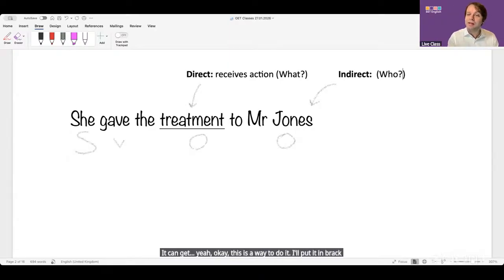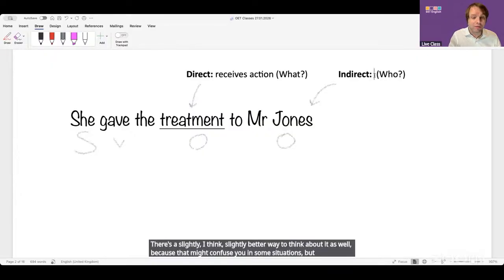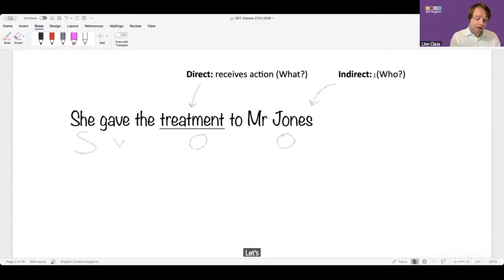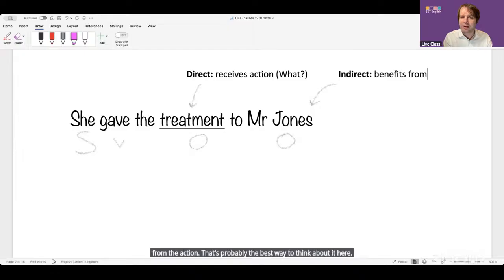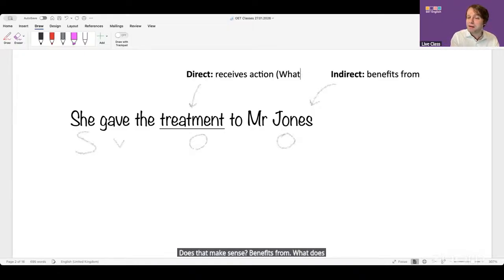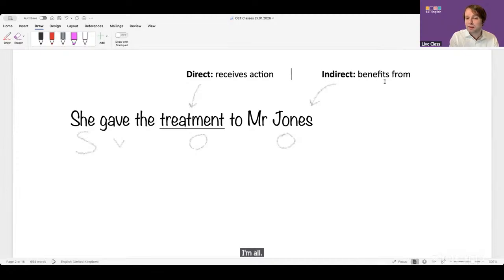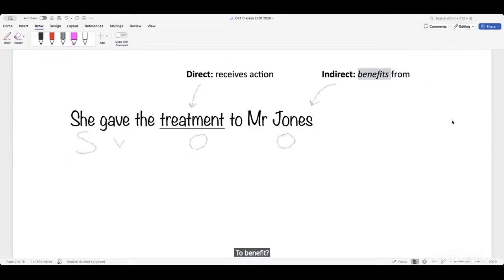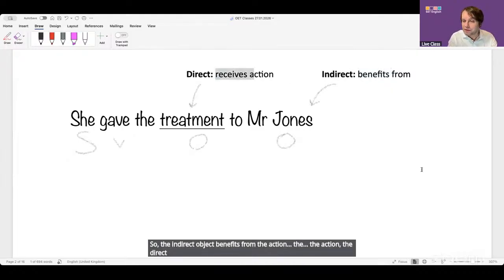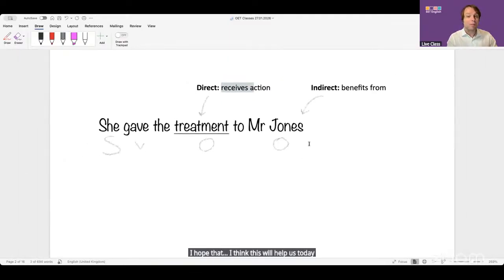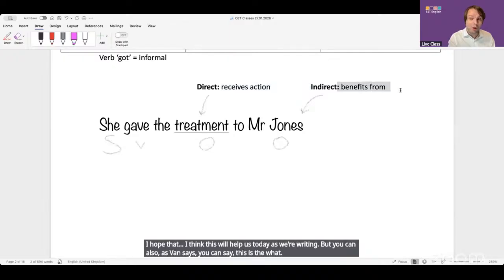Well, I'll put it in brackets. There's a slightly, I think, slightly better way to think about it as well, because that might confuse you in some situations. But Van, that's a really good, I like that. Guys, the indirect object benefits from the action. That's probably the best way to think about it here. Does that make sense? Benefits from. What does benefit mean, Amal? To benefit? Get advantage. It's an advantage from, right? So the indirect object benefits from the action, the direct object receives it. I think this will help us today as we're writing. But you can also, as Van says, say this is the what, this is the who, maybe.